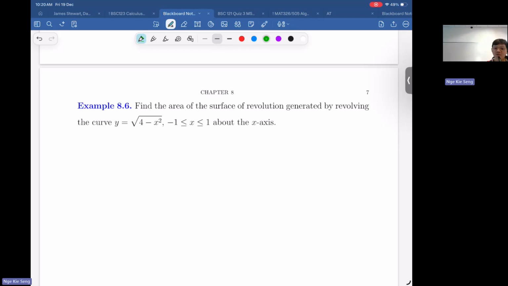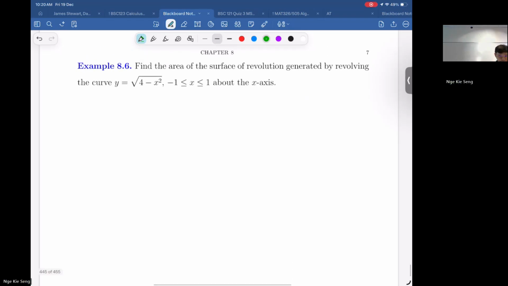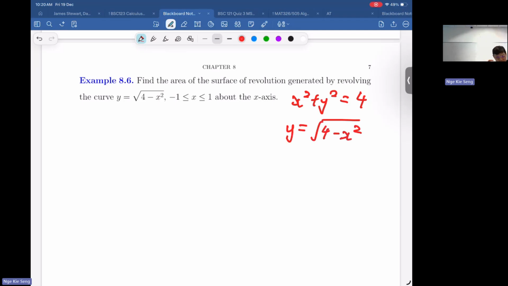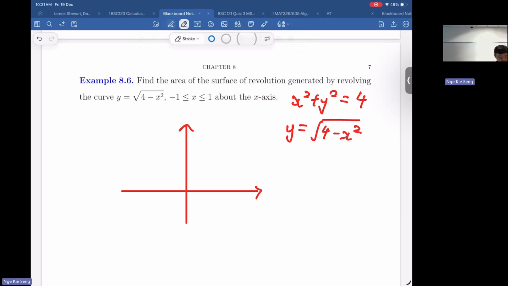Okay, so what's this graph here? Well, this is part of a circle, right? Square root of 4 minus x squared here. Did you realize? This satisfies x squared plus y squared equals 4, and then y equals square root of 4 minus x squared. So it's the upper half plane part of your circle with radius 2.